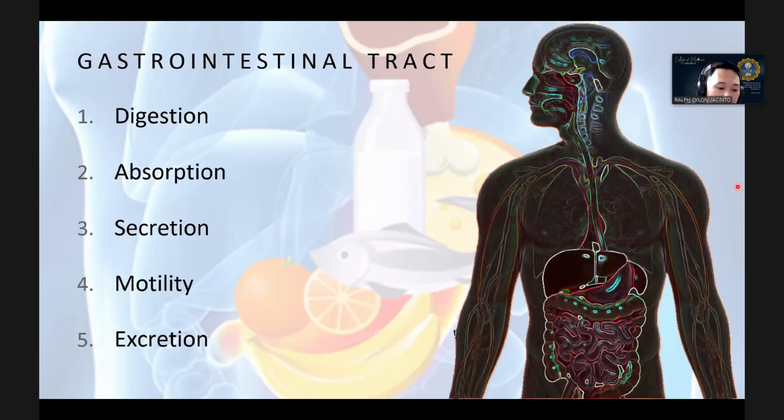Okay? When we say absorption, how would you define this? Absorption. Okay. So good. So it's mainly the transport, okay? The transport of those digested materials either into the bloodstream or into the lymphatics. And once inside those circulation, they are transported now to the other organs. So one of those organs would be the liver. Okay?